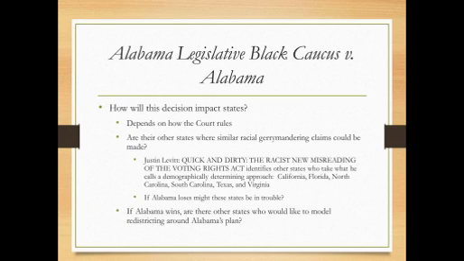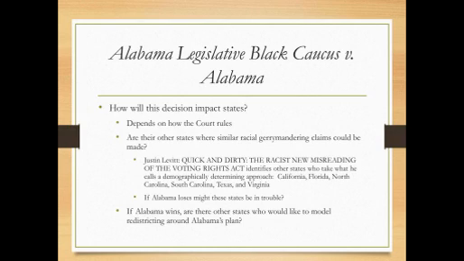So the second case that the, oh wait, I guess I missed this slide. Sorry. So the question that you all might be wondering is how will this case impact states? And of course, it depends on how the court rules. One question might be, are there other states out there where a similar racial gerrymandering claim could be made?